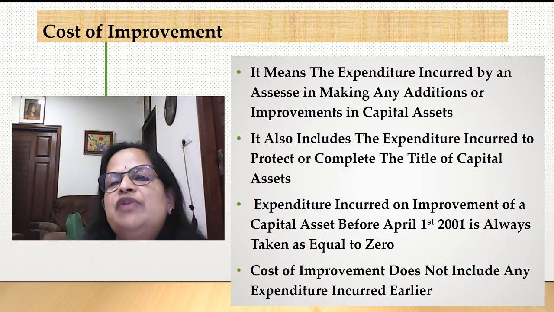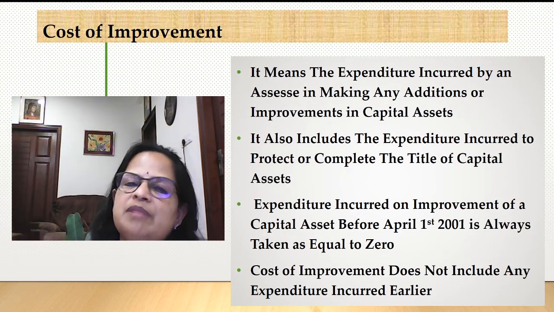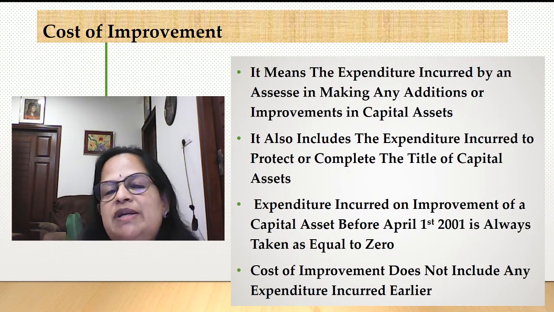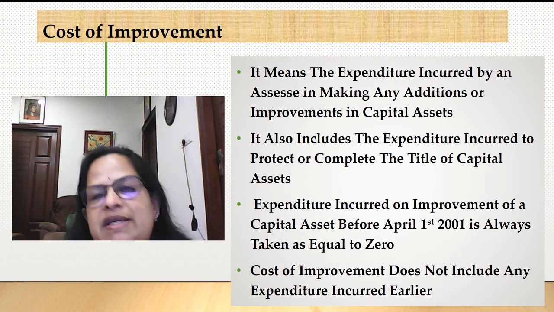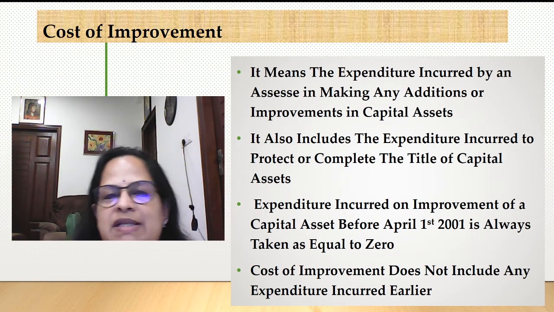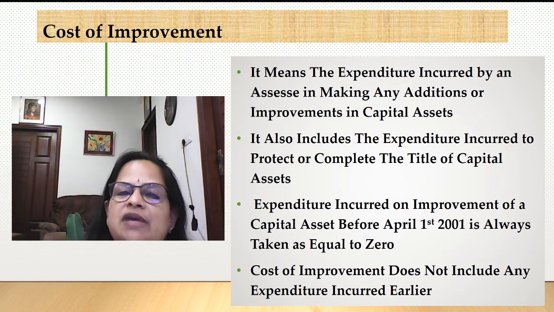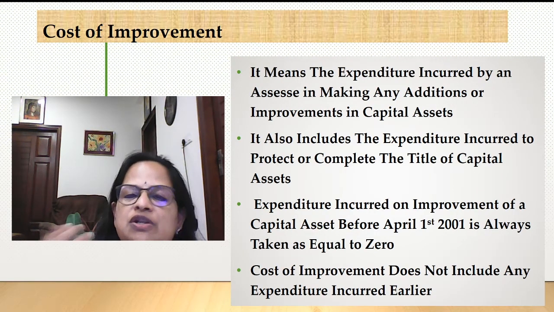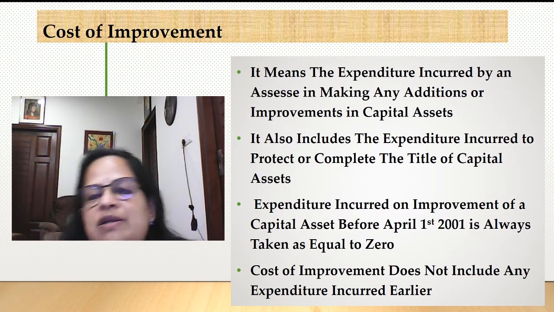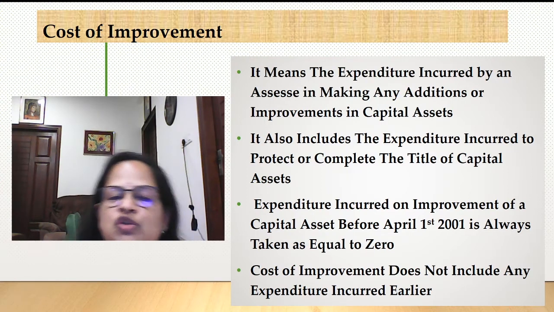So it can be possible for any item. If you purchase a house property, after few years you may construct some extra rooms, some extra repairs you will do, some extra additions you will do to the building. So that is the cost of improvement. It means the expenditure incurred by an assessee in making any additions or improvements in a capital asset. That is any addition to the room, or any improvement in the working capacity of the machinery, or anything like that. It also includes the expenditure incurred to protect or complete the title of the capital asset. Sometimes to protect the title, ownership, you may have to file a case with somebody. So the legal expenses also can be there.